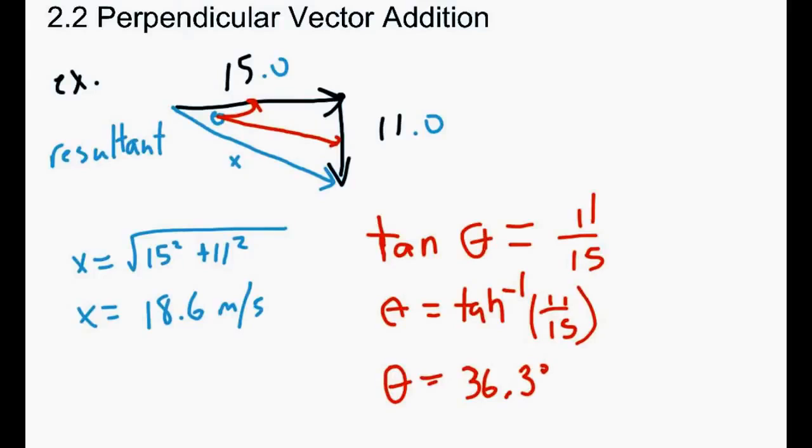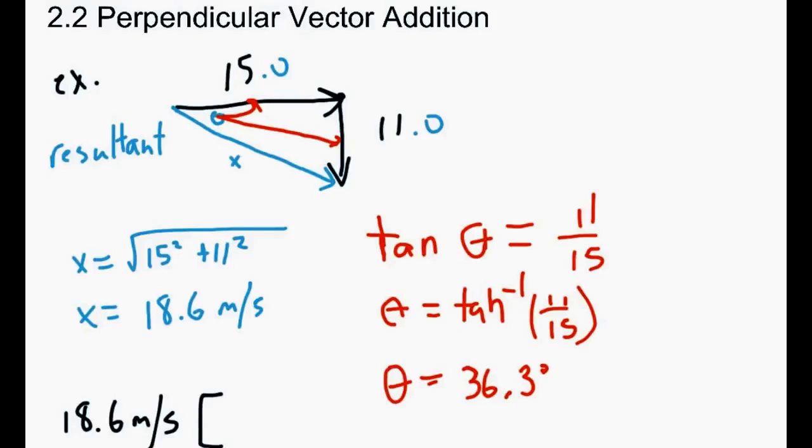Okay, so that's good. We've got everything figured out, but there's one more step you have to do, and that is to write your answer in final vector form. So we'd have 18.6 meters per second, and then we say what direction it's at.